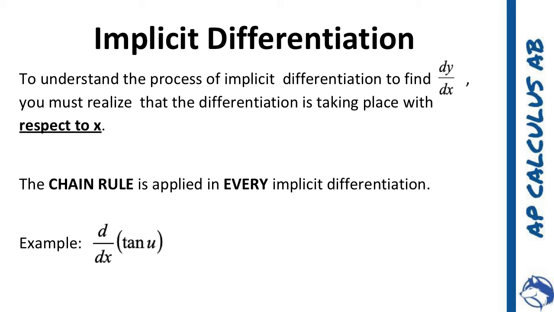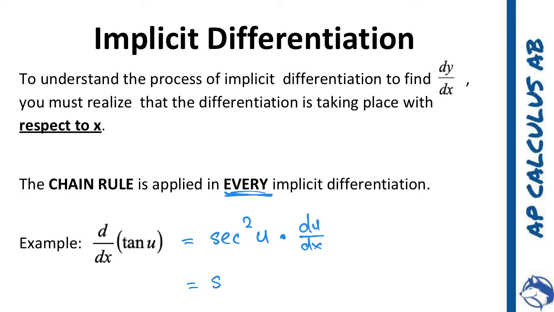To understand the process of implicit differentiation, to find the derivative, we have to realize that we're always taking the derivative with respect to x. So we're using the chain rule over and over again for every single implicit differentiation that we do. When we take the derivative with respect to x of the tangent of u, we know that the derivative of the tangent of u is the secant squared of u, but then we have to multiply by du/dx, the derivative of u with respect to x. Every single time we're taking the derivative, we have to remember this piece.